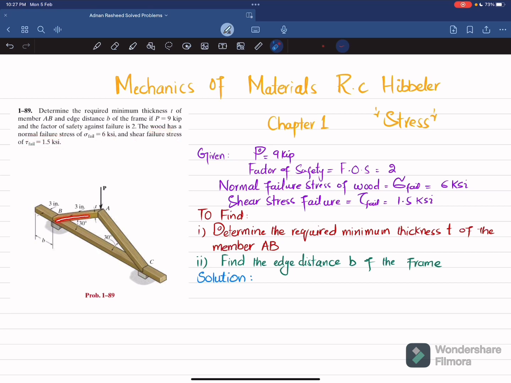So you can see this is the member AB and the thickness is not known. We have to find this thickness and this B distance. The load acting on this frame is P, which is 9 kips. The normal failure stress is 6 ksi and shear failure stress is 1.5 ksi. So you have to determine this thickness T and this B of the frame. So let's start with the solution.